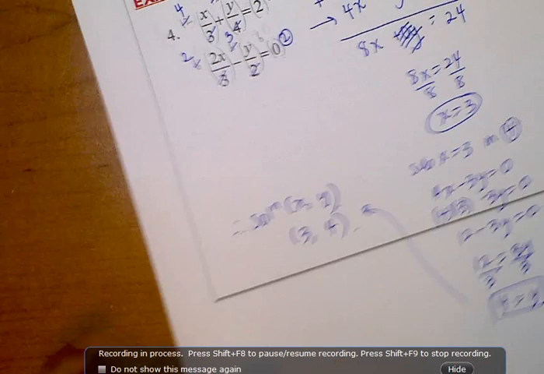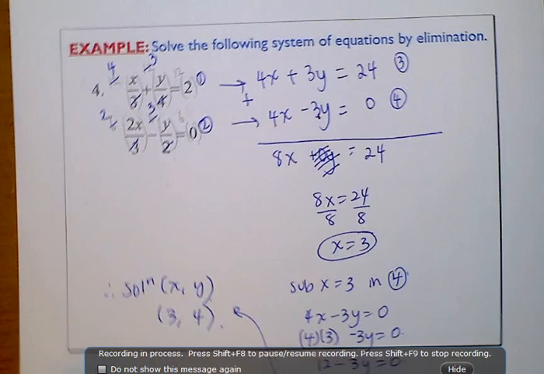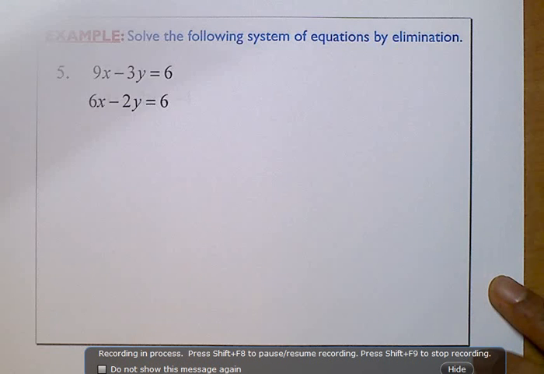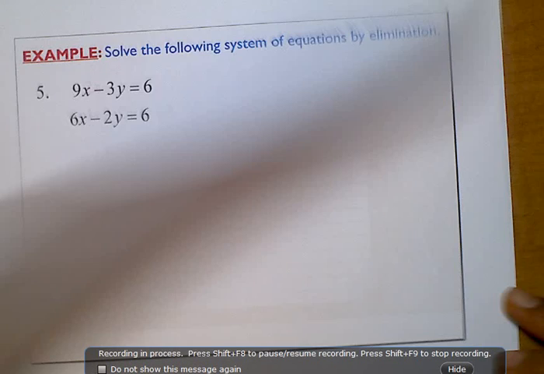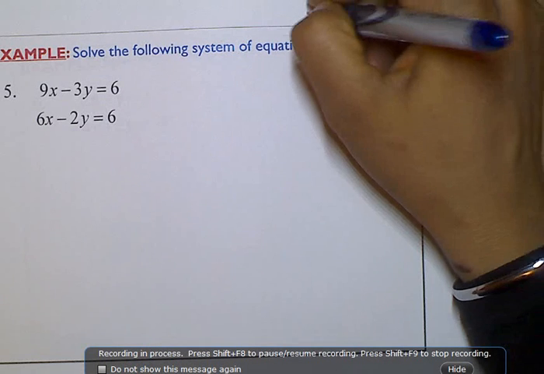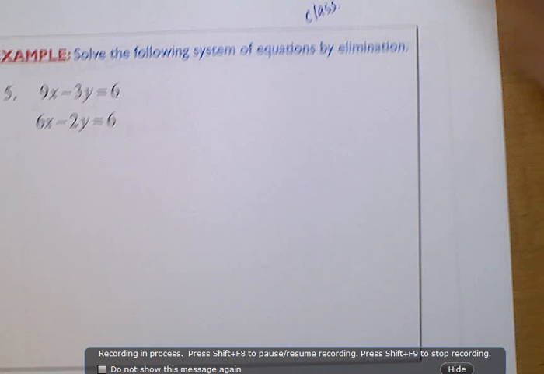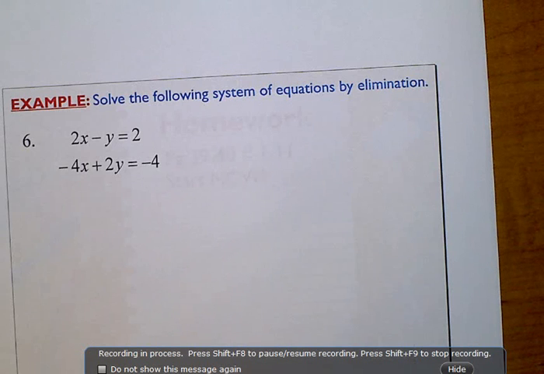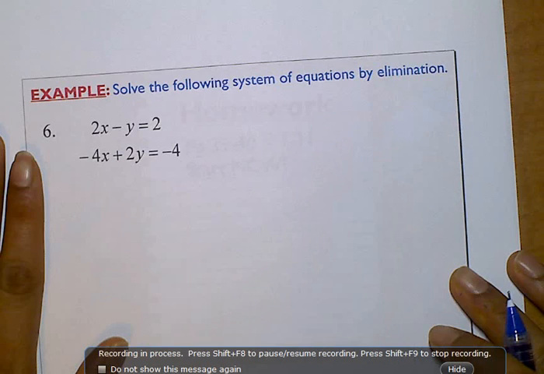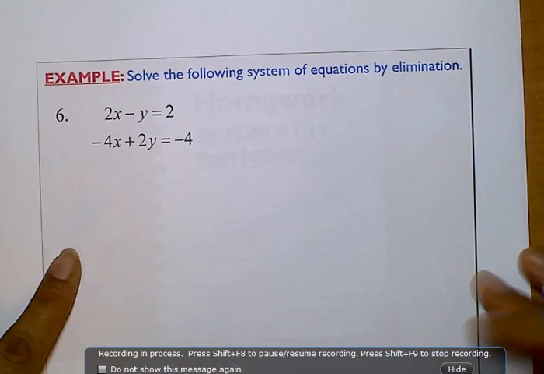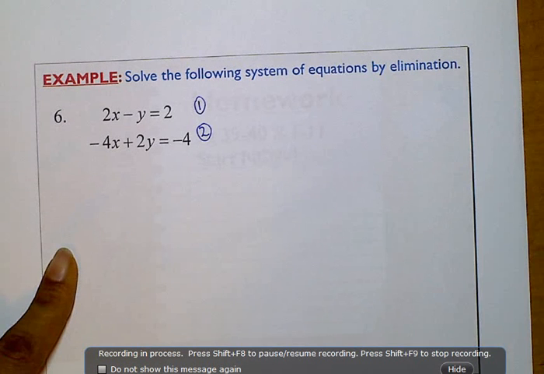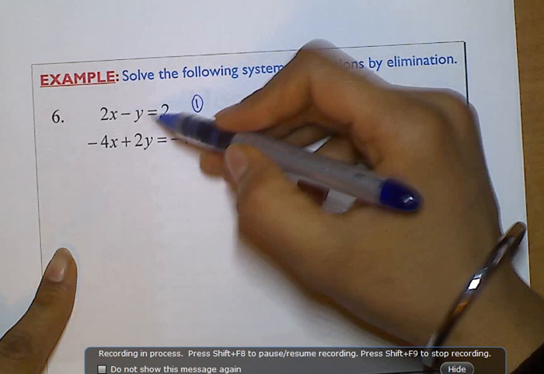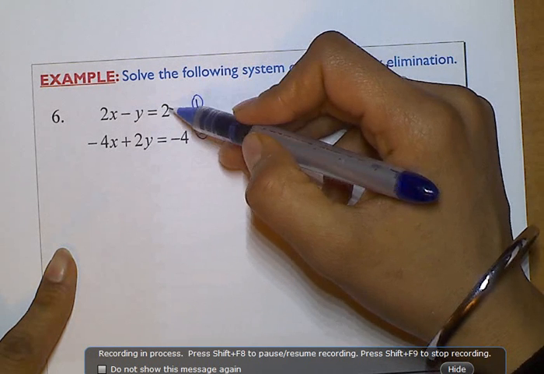To eliminate a variable, the coefficients in front of the variable must be the same. Here I have a 2 and a 4, they're not the same. I have a 1 and a 2, they're not the same. So I'm going to go ahead and multiply my first equation by 2 to get the same coefficient. So here I'm going to have 4x. Negative 1 times 2 is negative 2y equals 2 times 2 is 4. And that's my new equation, equation 3. The second equation, I'm going to leave as it is.